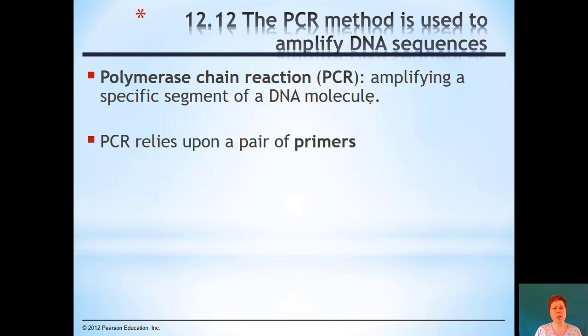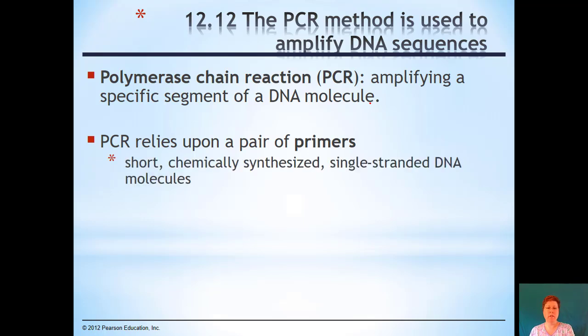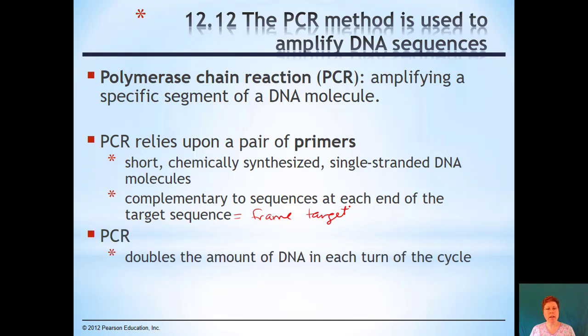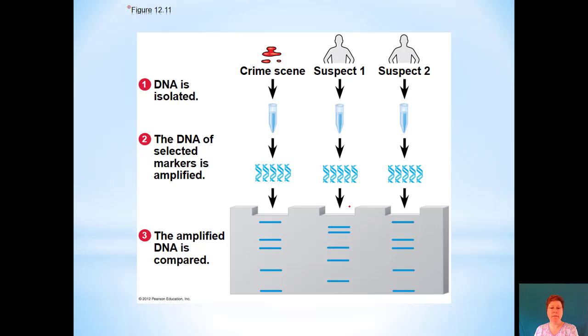Right, remembering that PCR relies on a pair of primers. Again, this is review from last week. Those are those short, chemically synthesized single-stranded DNA molecules, and you can literally order those from companies. It's going to be a primer to complementary sequences at each end of our target sequence. It will frame them. And then in our PCR, with each round, we're going to double the amount of DNA that we targeted.